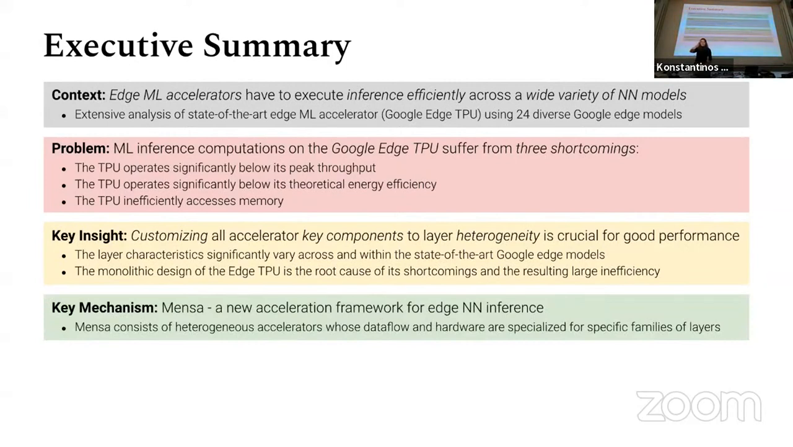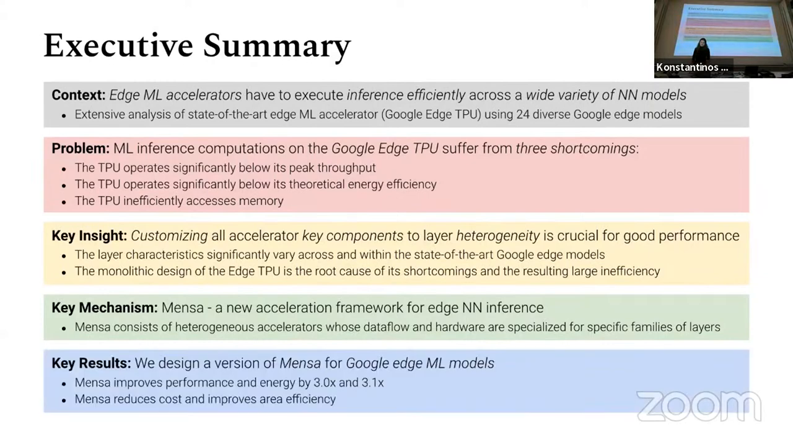It then moves on to propose a key new mechanism, which is called Mensa. It is an acceleration framework which does specifically this. So it has many different heterogeneous accelerators that are specialized for these specific layer characteristics. Finally, it also provides a specific Mensa framework called Mensa-G, which applies this Mensa framework to the Google models used. And it evaluates its performance gains as well as its efficiency gains. And we'll see that later.